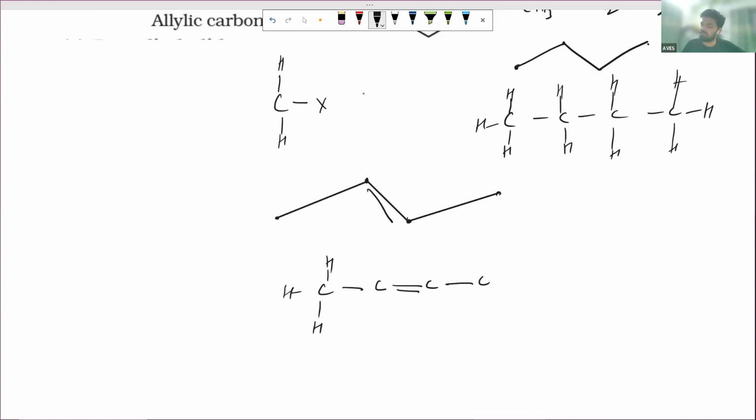Got it? Similarly, you have to mention here, here, and here. All are making four bonds. Okay, please make this structure, please.